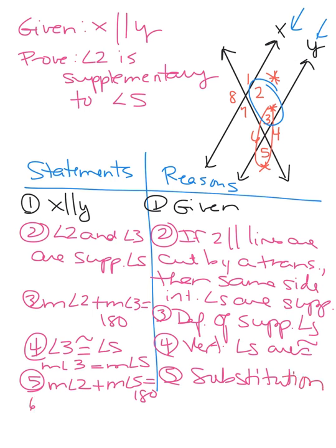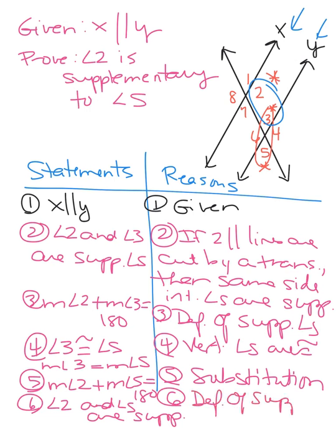And in my last step, I've said 2 and 5 together. When I add them together, I get 180. So now I can say angle 2 and angle 5 are supplementary, and that is because of the definition of supplementary angles.